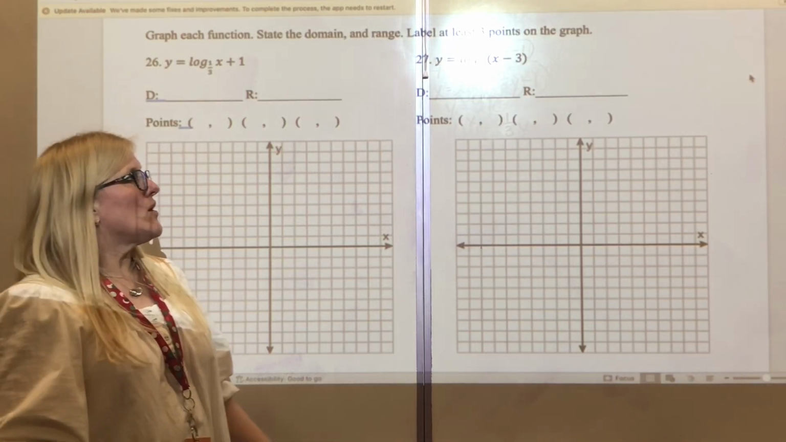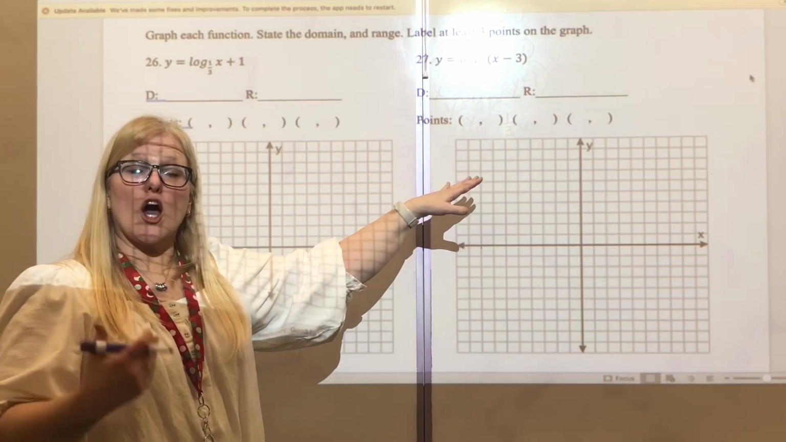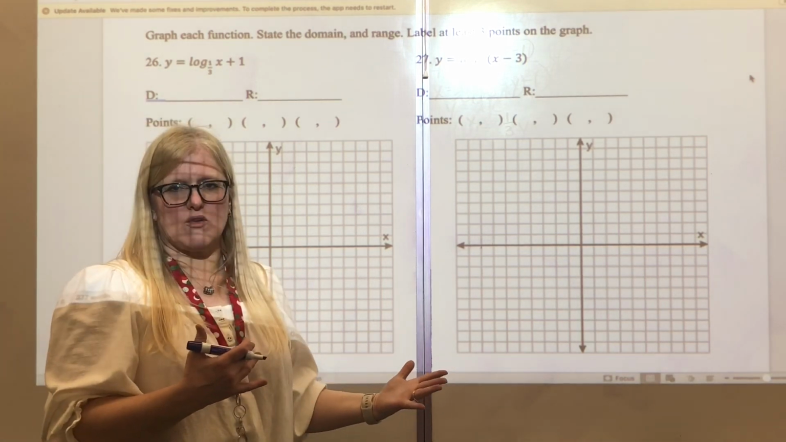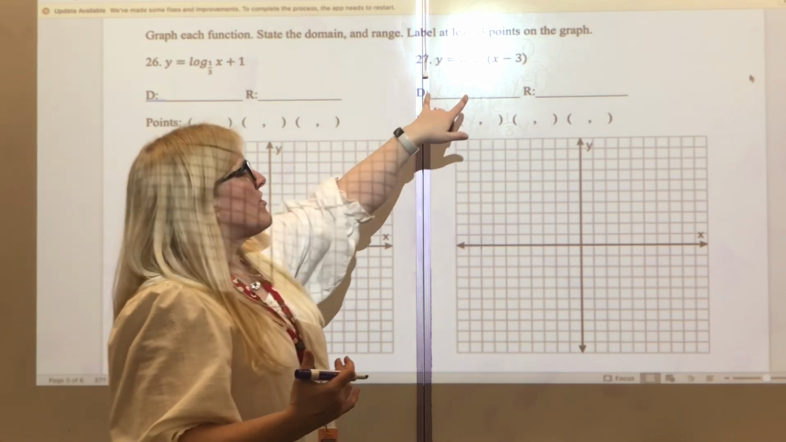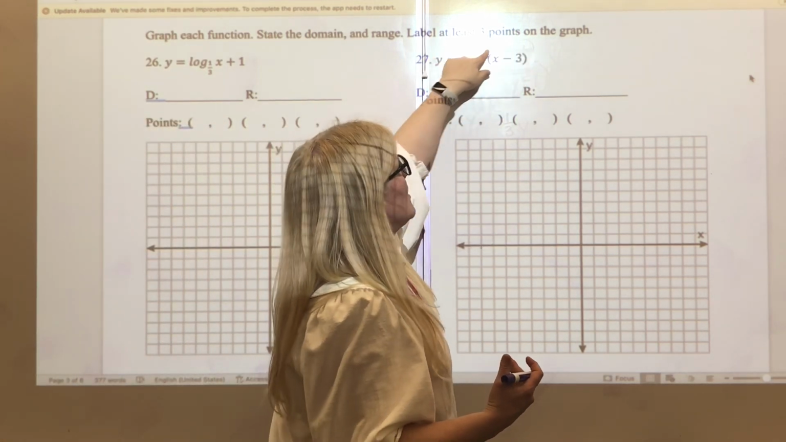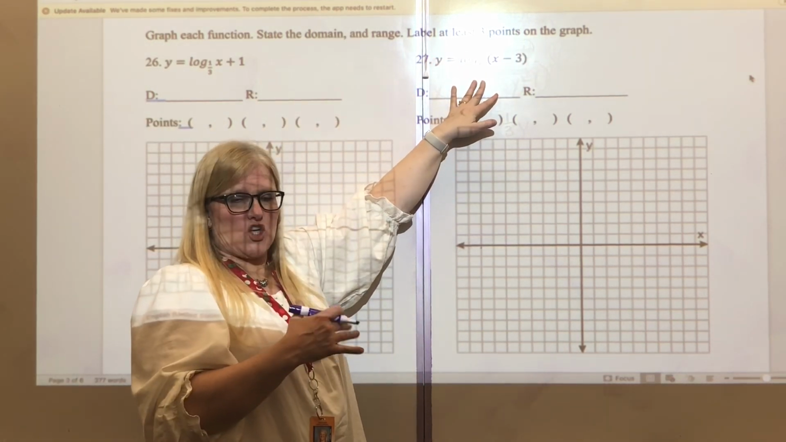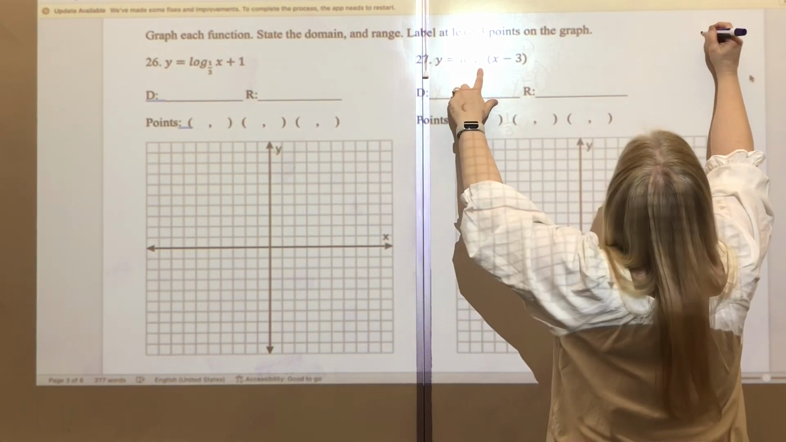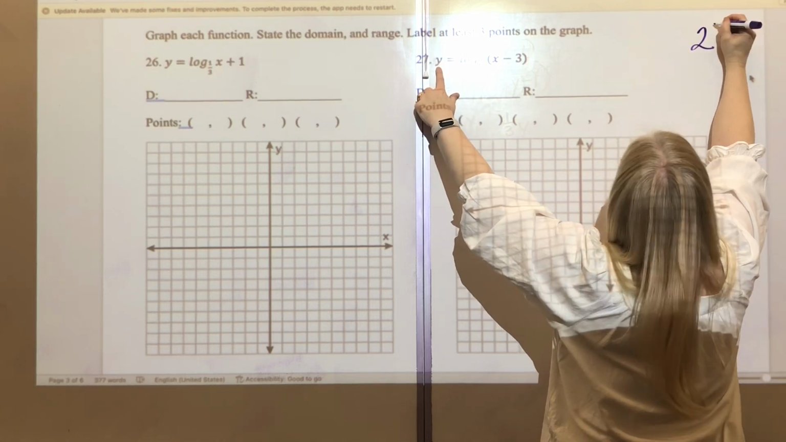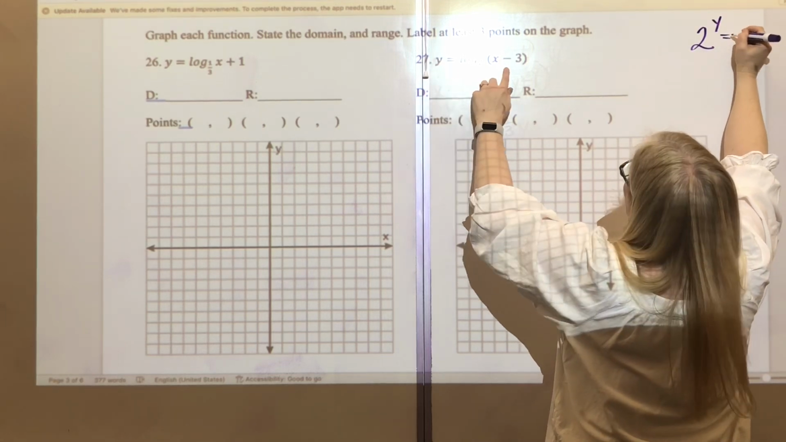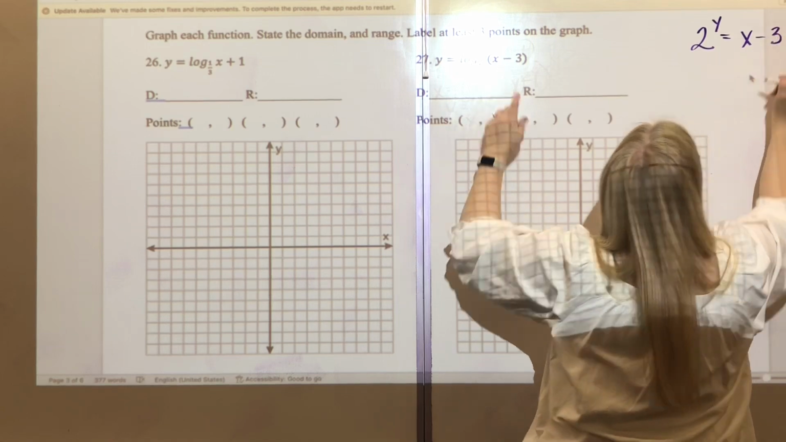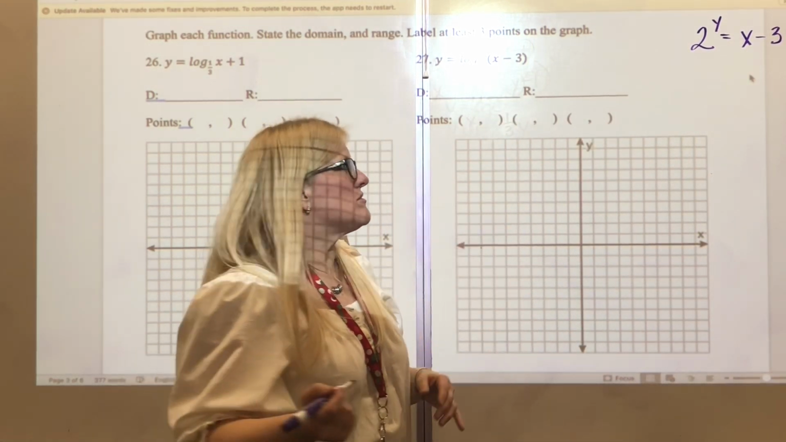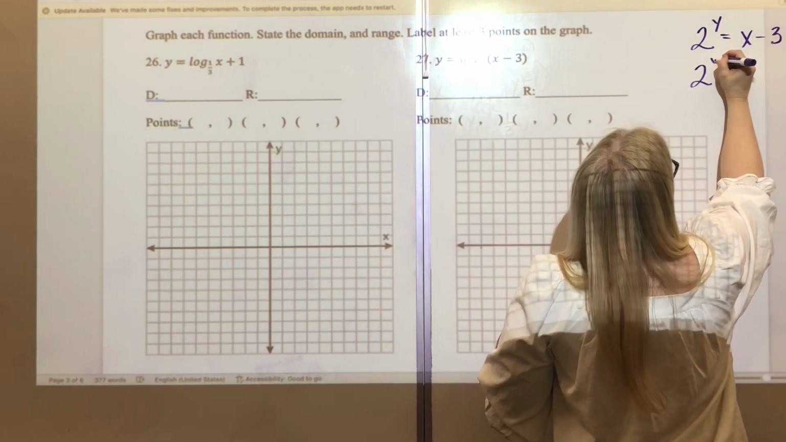Number 27, we're continuing with graphing log functions. And again, like I said before, I like to turn them into exponential functions. So this is just one term, so it's ready to be changed into an exponential function. Okay, so I've got the base 2, logs equal exponents, and this will equal x minus 3. I want to get x by itself, it just makes it easier to solve, so I'm going to add 3 to both sides.